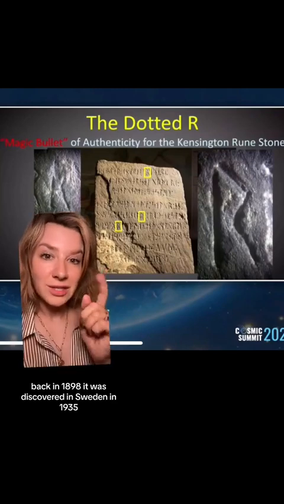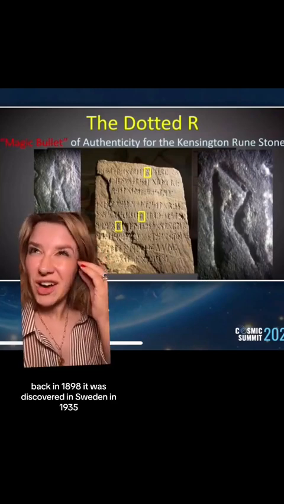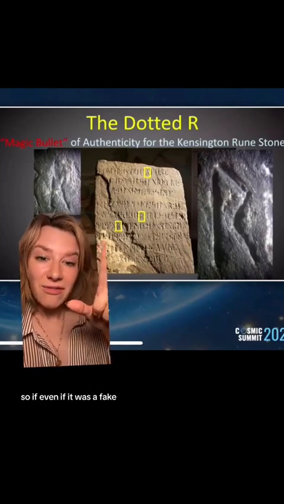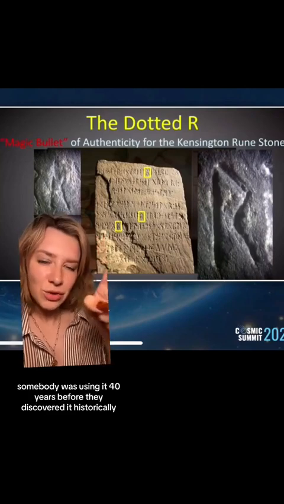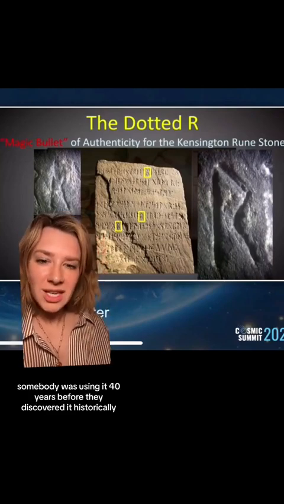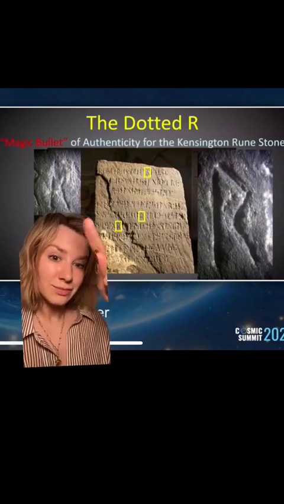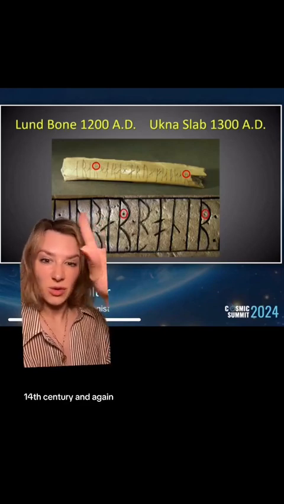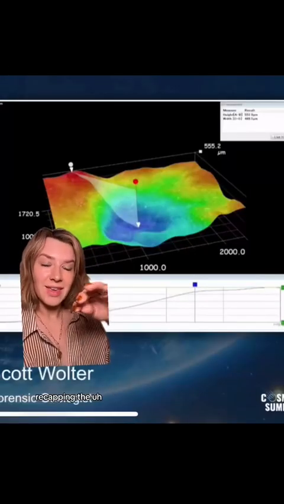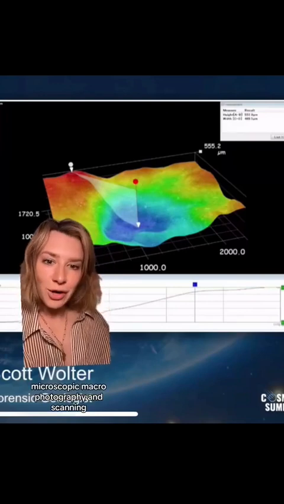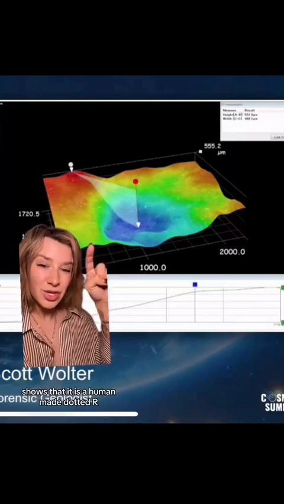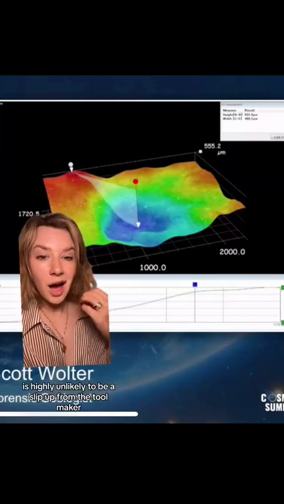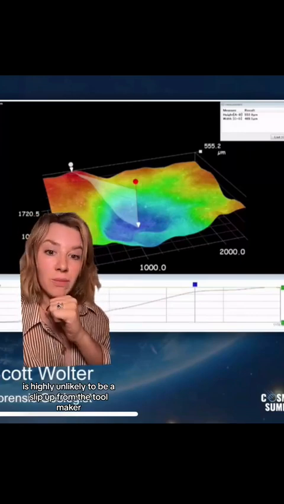It was discovered in Sweden in 1935, and it wasn't published globally until 1938. So even if it was a fake, somebody was using it 40 years before they discovered it historically, because the dotted R was something that was used back in the 13th, 14th century. And again, recapping, the microscopic macro photography and scanning shows that it is a human-made dotted R. It is not a mistake, and the fact that it happens 3 times, it is highly unlikely to be a slip-up from the tool maker.